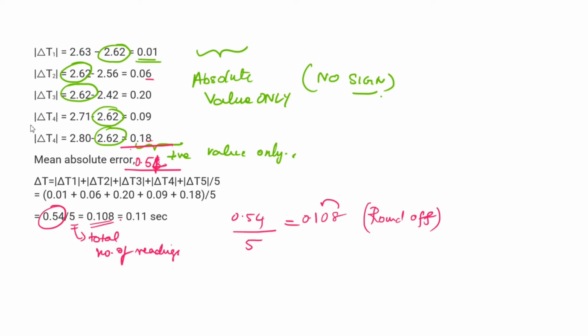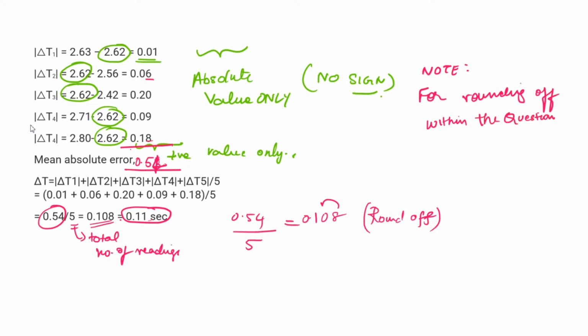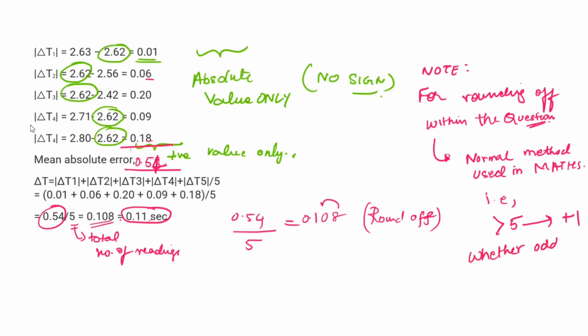But here you need to round off within the question. So for rounding off within a question, you should use the normal method which we generally use in maths, that is, if it is greater than 5, whether the preceding digit is odd or even, you simply add 1. That's why we get 0.11 seconds as the final answer. So for a question exclusively on rounding off, we use the method which we studied in the earlier video. All right, this is something no one will tell you, and this is something you really need to keep in mind for you to get your answers right.